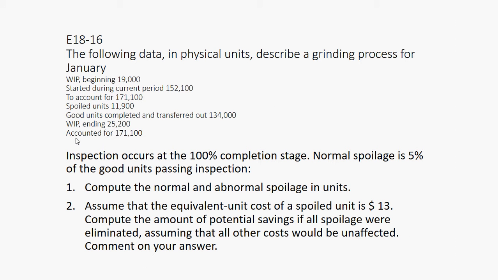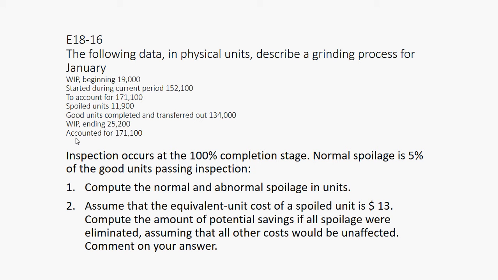So for Chapter 18, Problem E18-16, we are given the following data in physical units to describe a grinding process for January. Work in process beginning 19,000 units, started during current period 152,100 units, to account for 171,100 units. Spoil units 11,900 units.